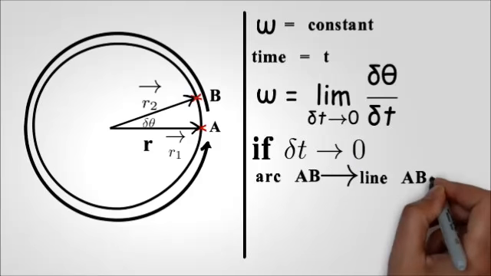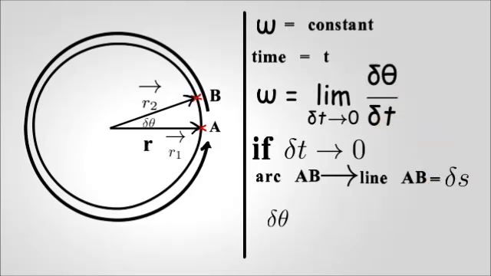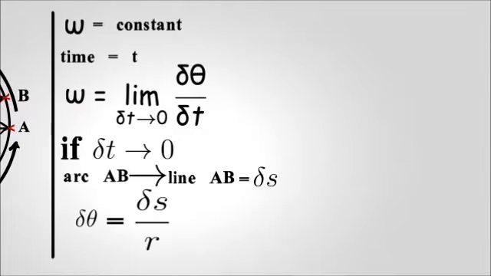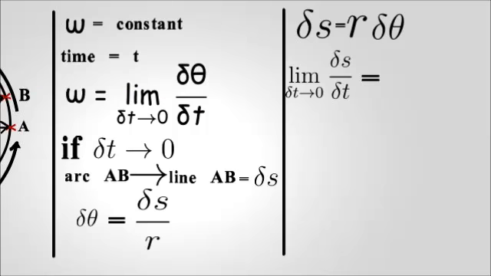It is represented by ΔS. Now, angle is equal to arc upon radius. The angular displacement Δθ is equal to arc ΔS upon radius r. Therefore, ΔS is equal to r into Δθ. Therefore, the limit as Δt tends to 0 of ΔS by Δt is equal to the limit as Δt tends to 0 of r Δθ by Δt.